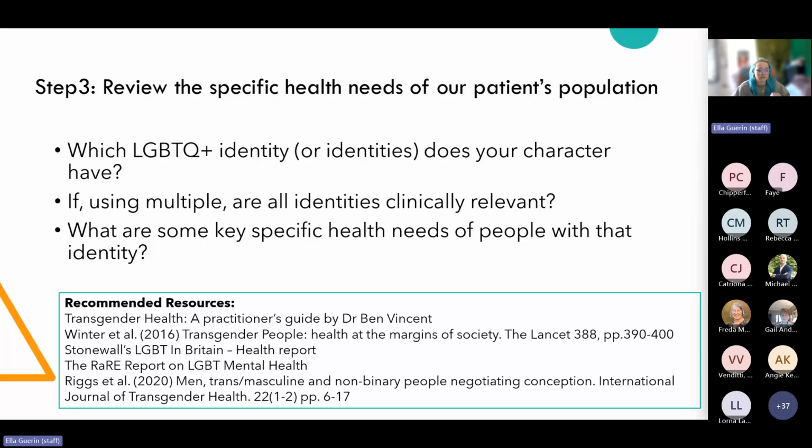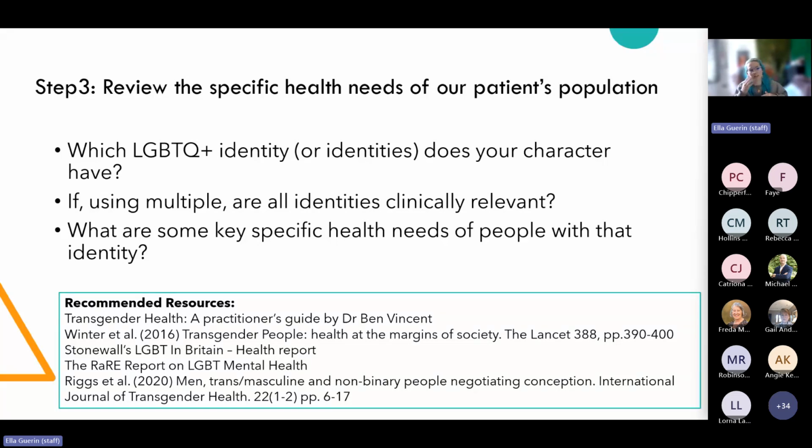And then once you've chosen that, you can start going down the path of, okay, what are some of the specific health needs of people with that identity? You may have established knowledge, you may be really confident that you know quite a good amount about the specific health needs of gay men. Brilliant, off you go. I have a really good understanding about the health needs of transgender people. Brilliant, off you go.